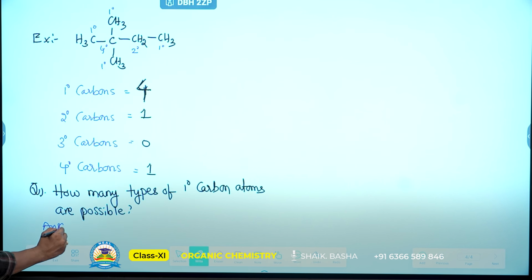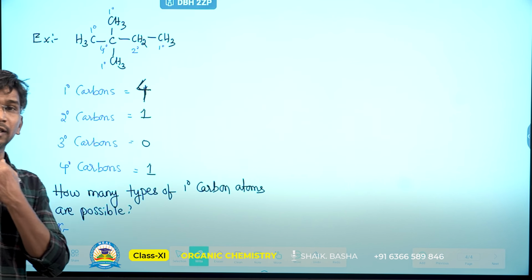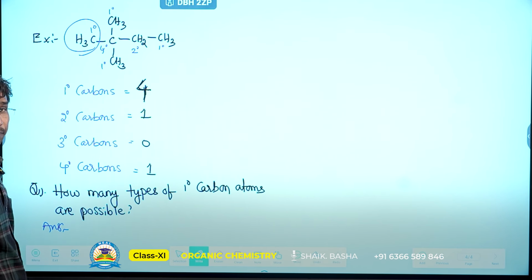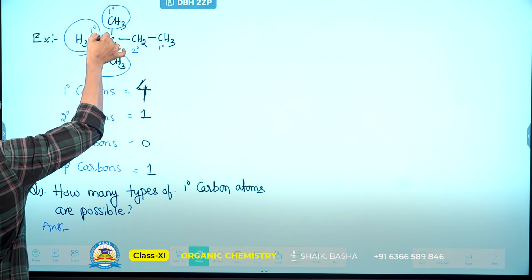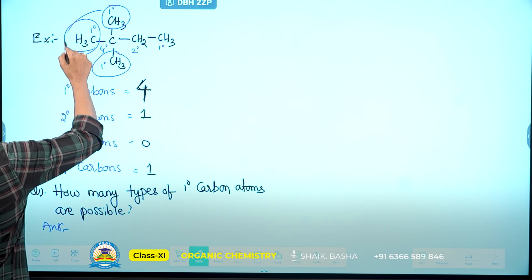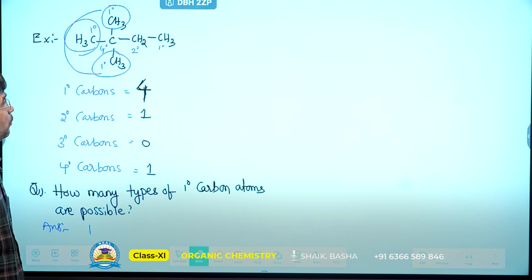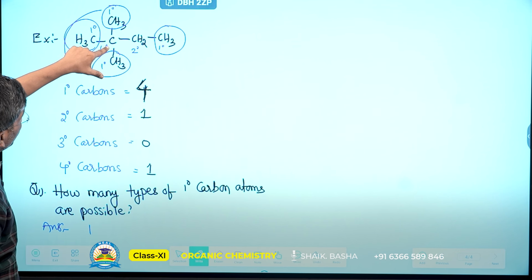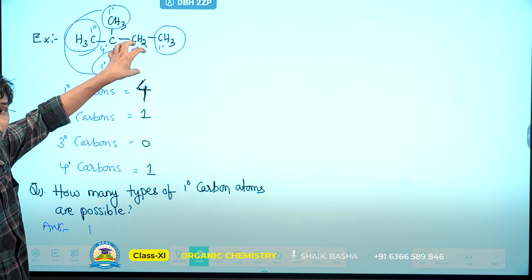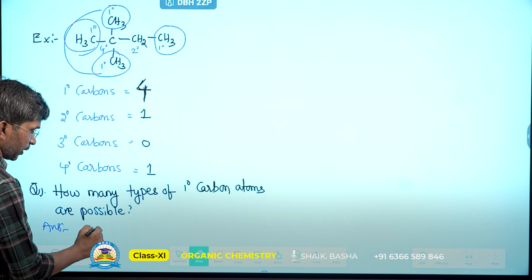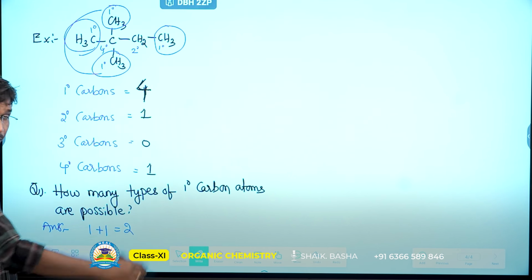We'll see. So how do we have to explain? Based on the connectivity only. Here this primary carbon atom is directly connected to quaternary. This primary is also connected to quaternary. This primary is connected to quaternary. So these three primary carbon atoms are the same. So that is one. What about this one? This primary carbon atom is connected to whom? Secondary carbon. These three are connected to quaternary carbon, this is connected to secondary carbon. So based on connectivity, there are two types of primary carbon atoms. 1 plus 1, that equals 2.